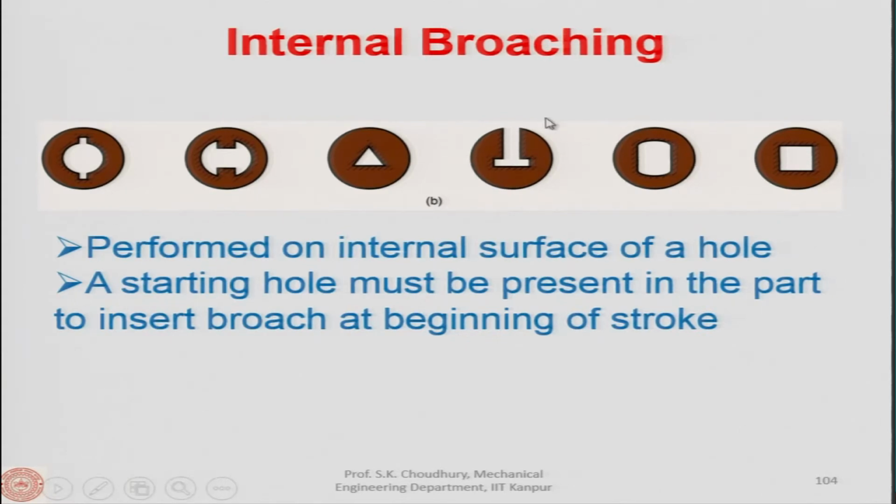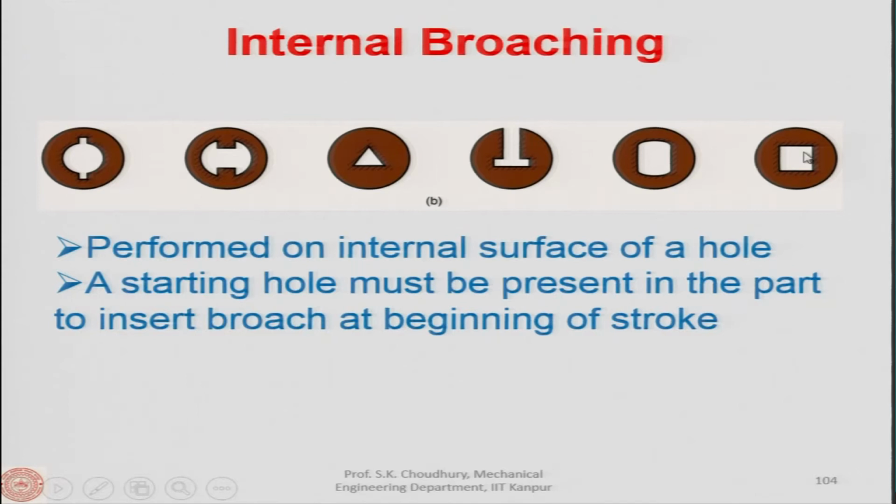These are the internal broaching shapes. Say this is the hole with the slots here, it may be used for the keys, so the keyholes. This hole is of different types. Holes can be made here: a triangular shape of the internal hole, this is a slot, this is a T slot, this is another slot with a semicircular shape here, and this is the square slot, square hole.